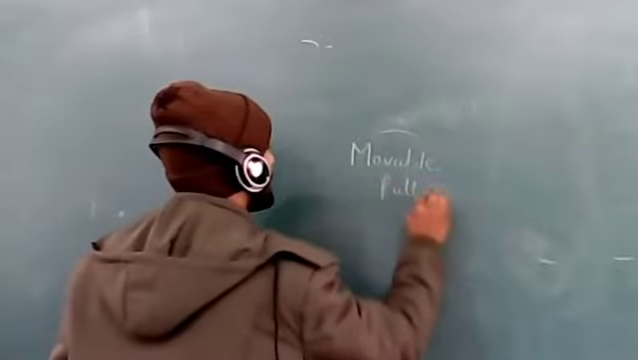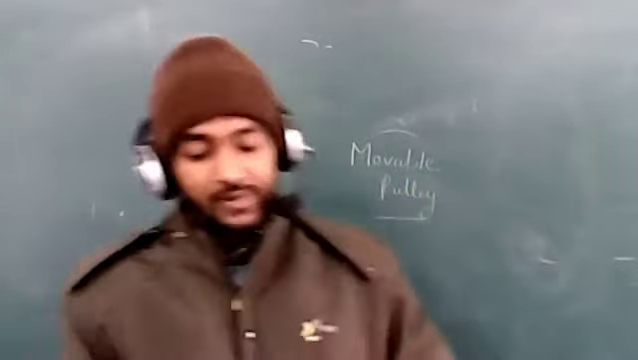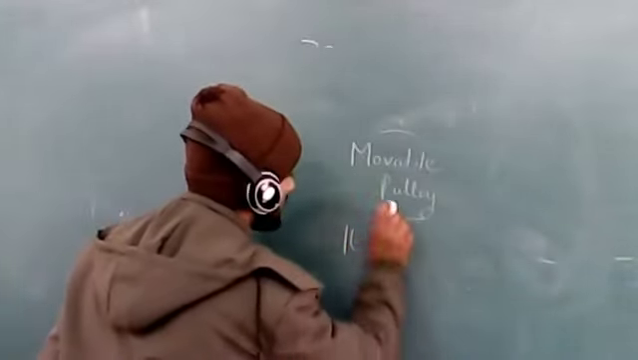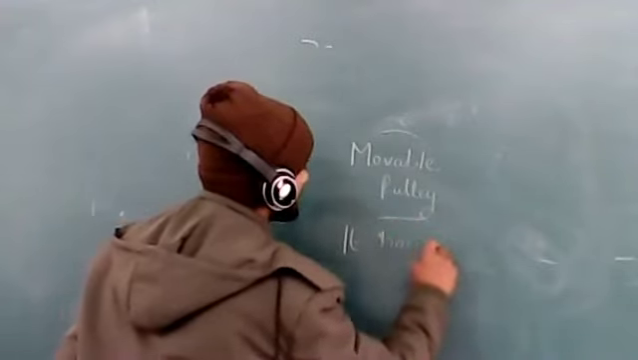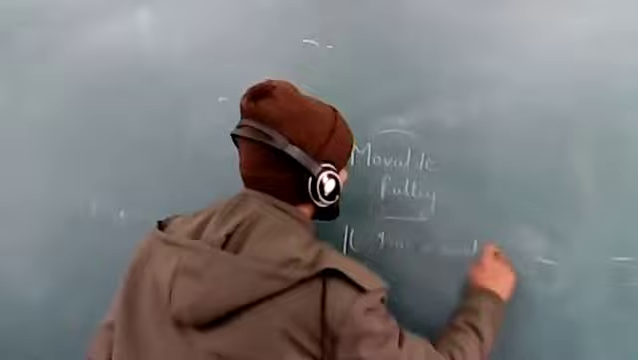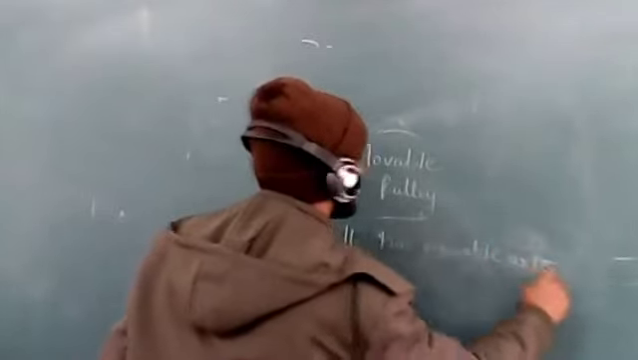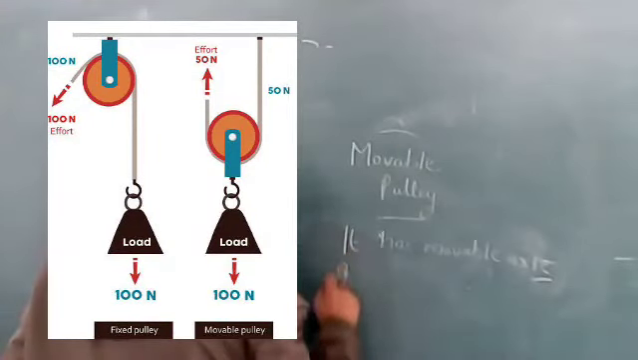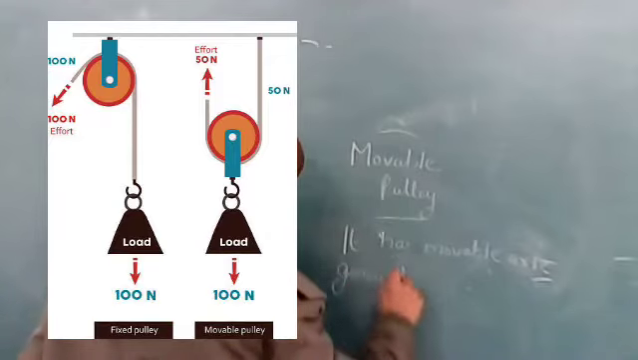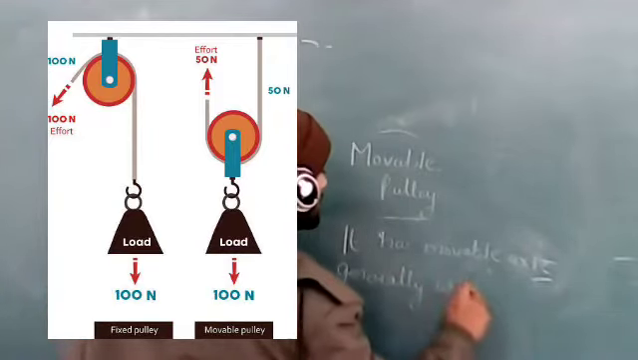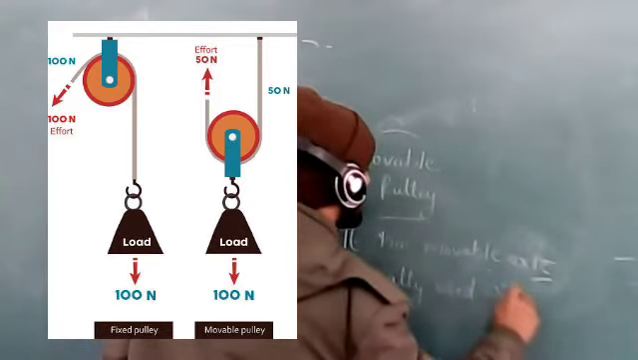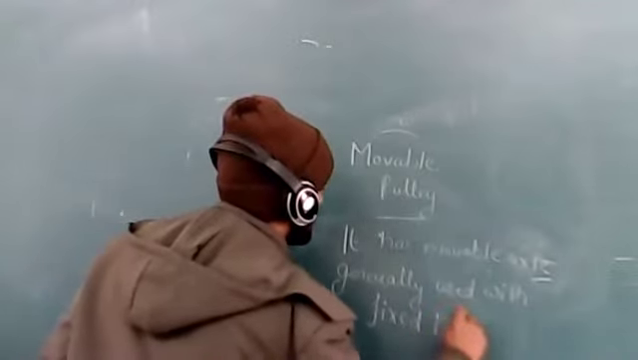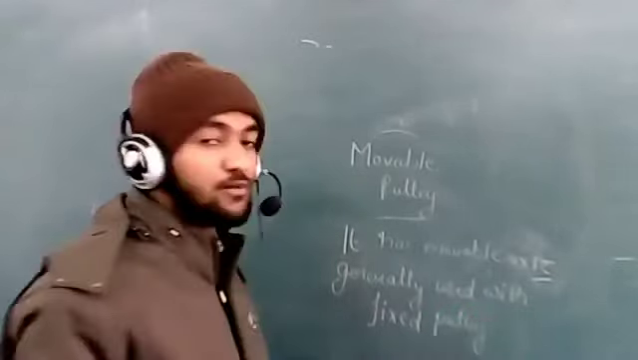So two things you have to remember about the movable pulley. The first one is that it has a movable axle, means the axle can move. Second, it is generally used with a fixed pulley.